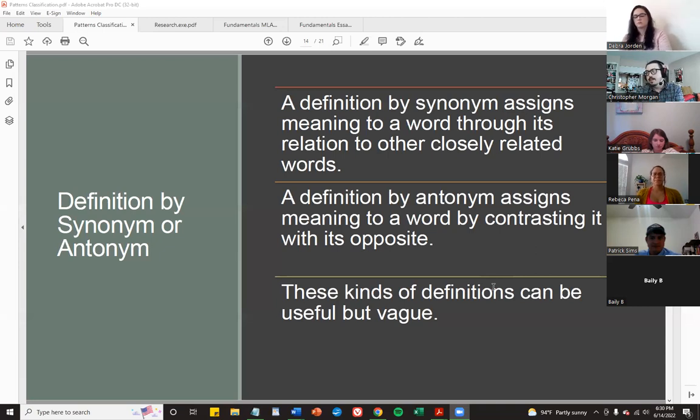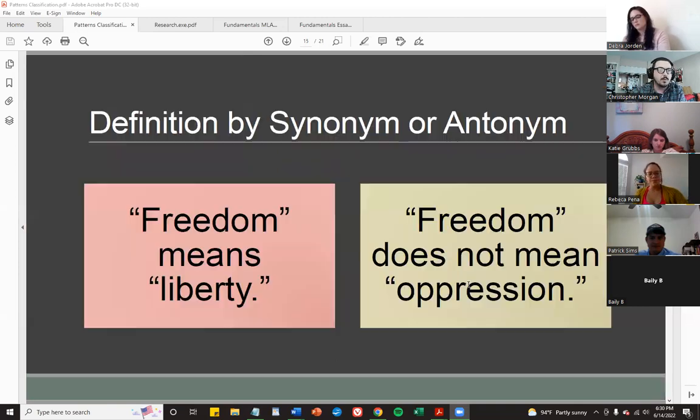It might be useful to illuminate its relationship with negative concepts, but maybe it doesn't say a whole lot, right? Freedom means liberty. Freedom does not mean oppression, right? Again, those are pretty circular definitions. They don't really illuminate a whole lot, right? Strictly speaking, it is a synonym, or an antonym in the case of freedom does not mean oppression. But the second one, freedom does not mean oppression, doesn't really tell you a whole lot about what freedom is. It suggests a lot.